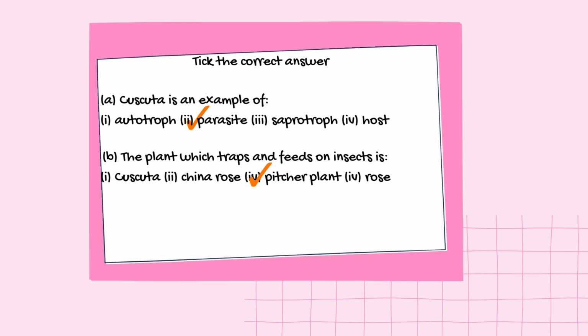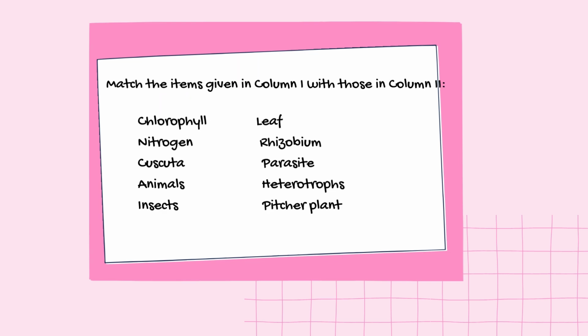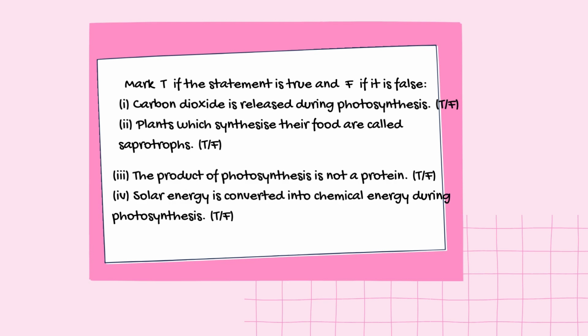Pitcher plant. Match the items given in column 1 with those in column 2. Chlorophyll, leaf. Nitrogen, rhizobium. Cuscuta, parasite. Animals, heterotrophs. Insects, pitcher plant. Mark T if the statement is true and F if it is false.